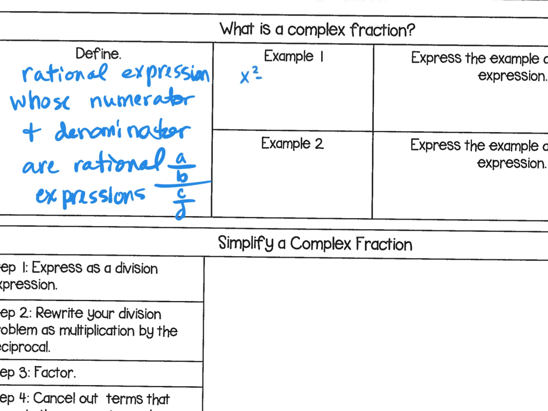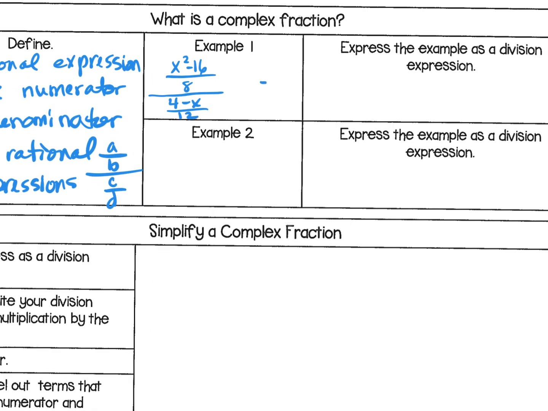Example 1, (x squared minus 16) over 8 divided by (4 minus x) over 12. We are always going to take this and write it as division instead. In other words, we can take the top, (x squared minus 16) over 8, and say instead it is divided by the bottom. And now we know how to deal with it, don't we? We just did these, correct? Keep, change, flip. So all you have to do for a complex fraction is not freak out about it. Just rewrite it as a division problem and then keep, change, flip.